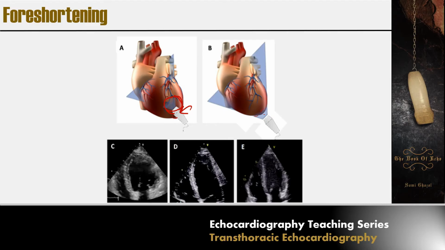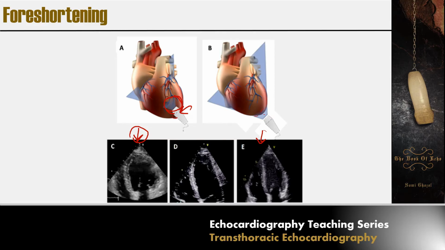A true apex is not round, like here. This is a round LV, so this is not a true apex usually. So this is a true apex here, where you can see a bullet shape.